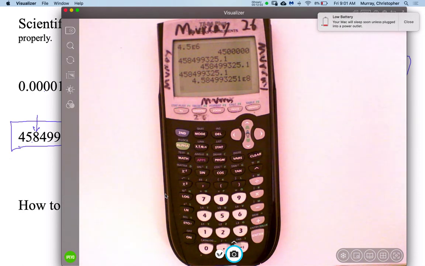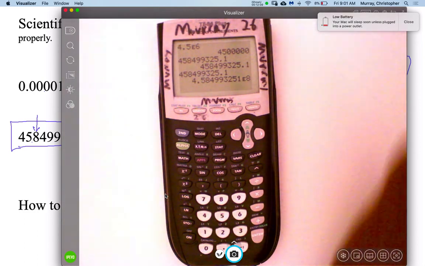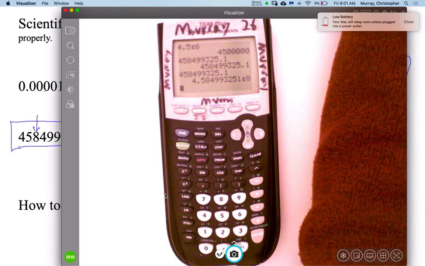Sorry. Uh-oh, it'll go to sleep soon. Well, let's plug it into a power outlet. Fine. All right.